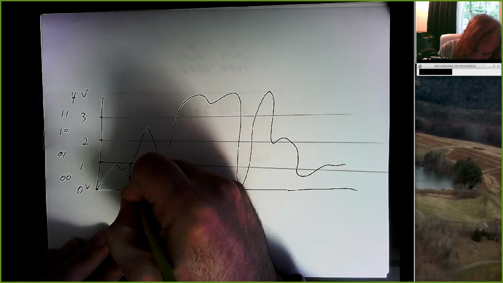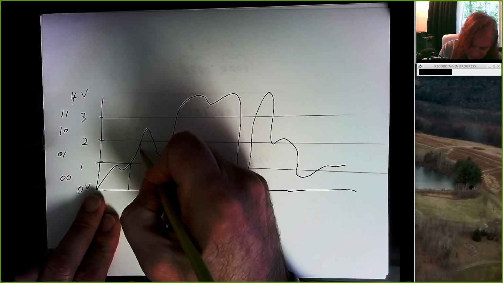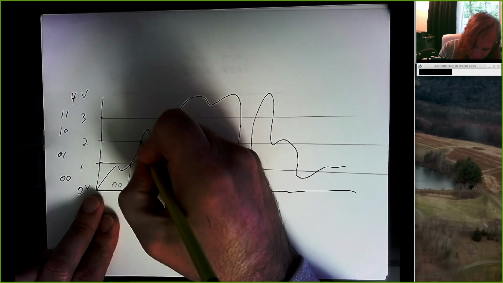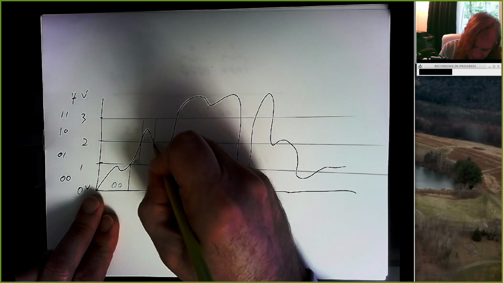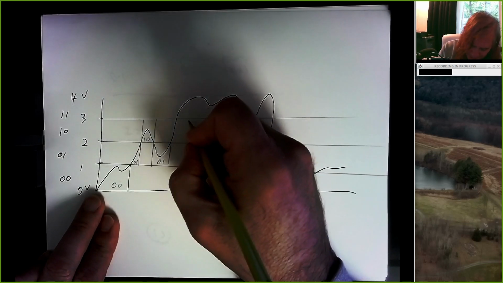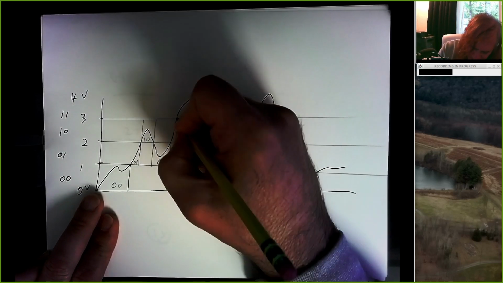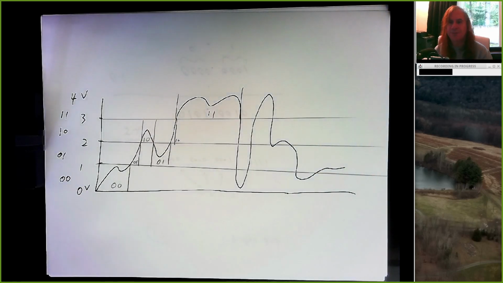And so everything up to here will be represented by a 0, 0. From here to here would be a 0, 1. From here to here would be a 1, 0. And all of this would be a 0, 1. And this little skinny section would be a 1, 0. And then all of this stuff up here will be a 1, 1, and so on.